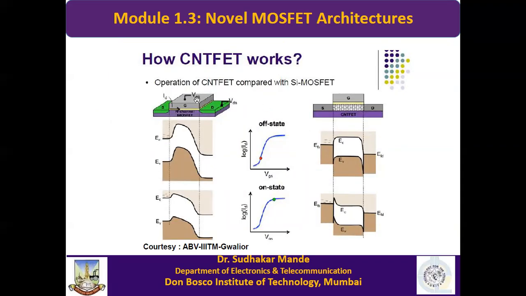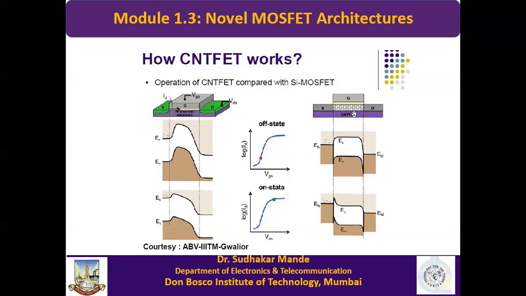Now how does it work? This is your MOSFET, you can see here, this is the conduction band. This is called the barrier, and these are electrons here. When you apply gate voltage, this barrier is reduced. You can see here, the barrier is reduced. And these electrons will enter from the source, and they are collected by the drain.